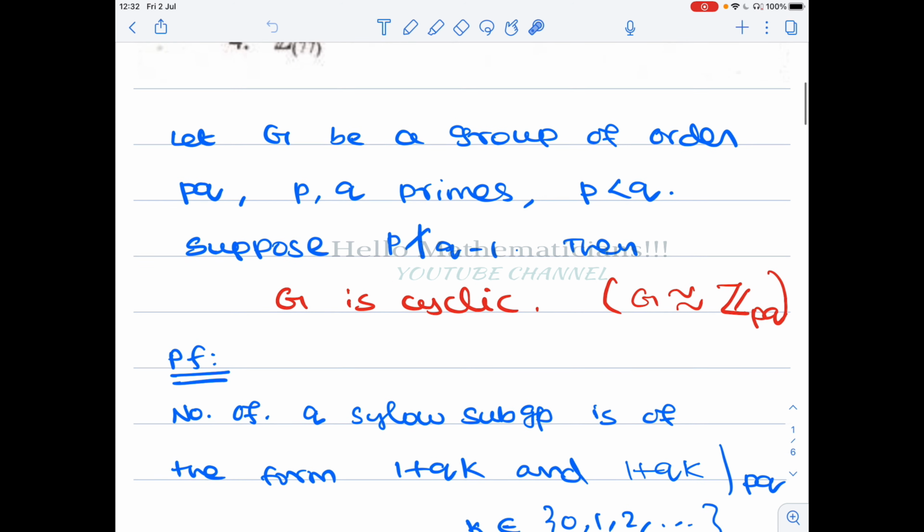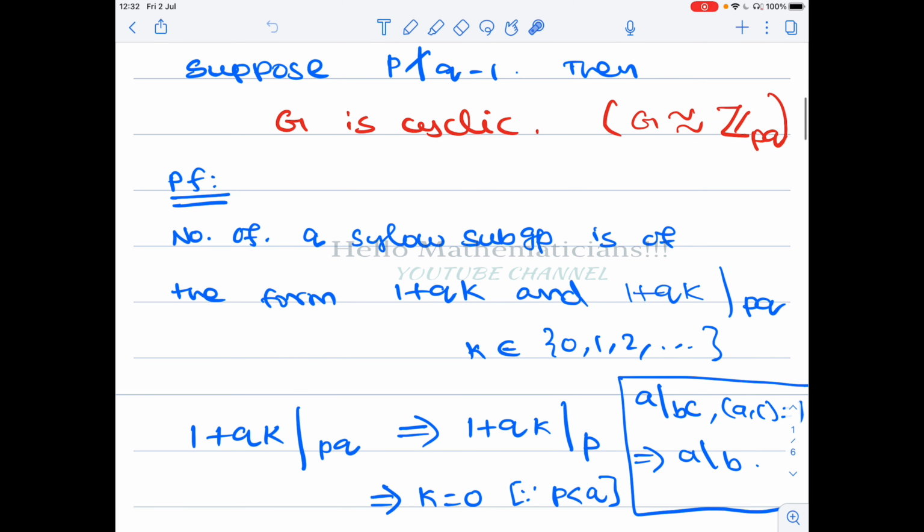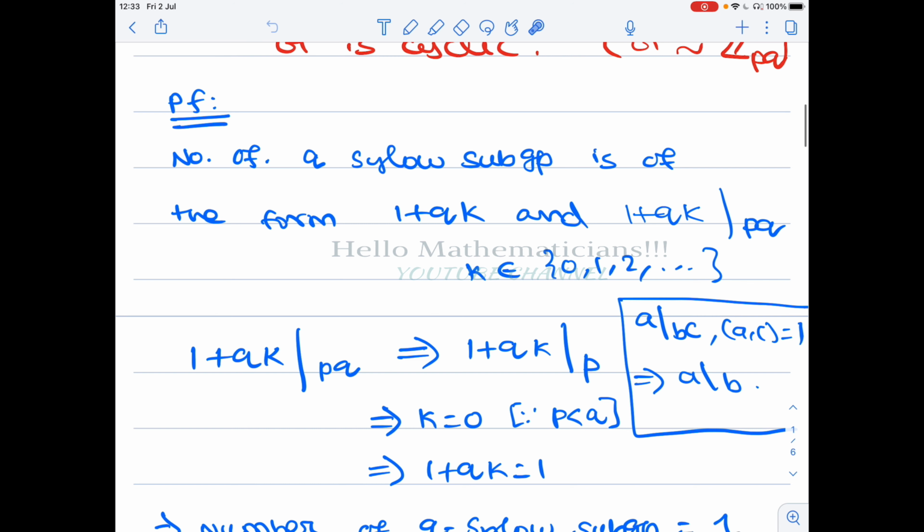The proof is very simple, but it involves many important group theory results. Now, from the third Sylow theorem, we know that the number of Q Sylow subgroups is of the form 1 plus Qk, and this 1 plus Qk should divide the order of the group. The order of the group is PQ, where k is a non-negative integer. That is a very important thing.